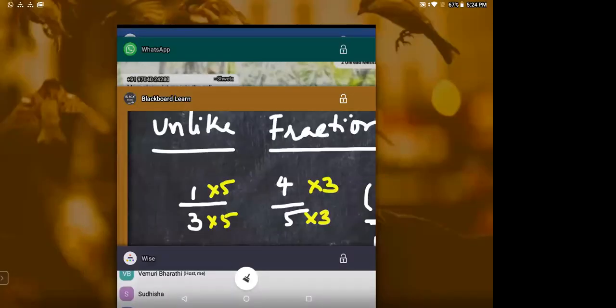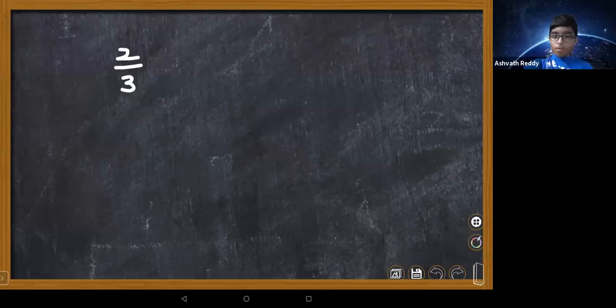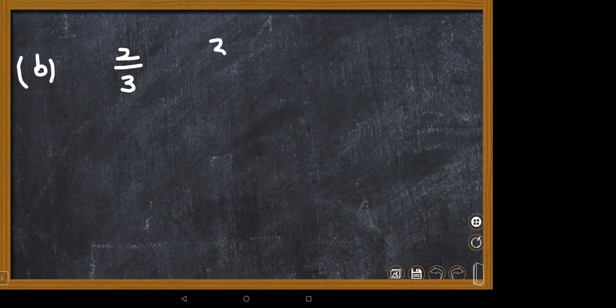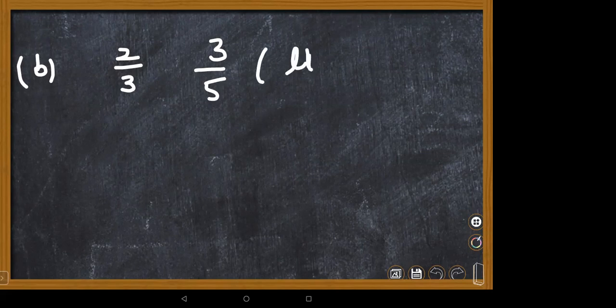Okay, children. Now this is the way we can do unlike fractions comparison. Suppose the question is... Children, what is the question I just wrote before? Ma'am, 2 by 3 and 3 by 5. Anyway, take another example, children. I want to compare these two fractions. Is it like or unlike, Sudesha? They're unlike.